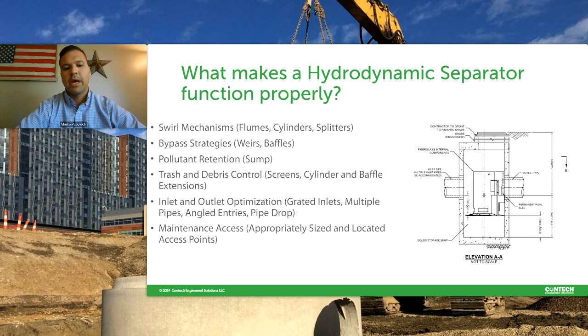And then some of the more quirky engineering nuances around these, inlet and outlet optimization. Oftentimes we look at testing a unit, straight pipe coming in, pipe coming out. Well, does this unit function the same when we put multiple pipes in, when we put angles in, when there's pipe drop, when we have a graded inlet? Is that flow path exactly the same as we initially intended? Will we get the same effective removal percentage and efficiency there?